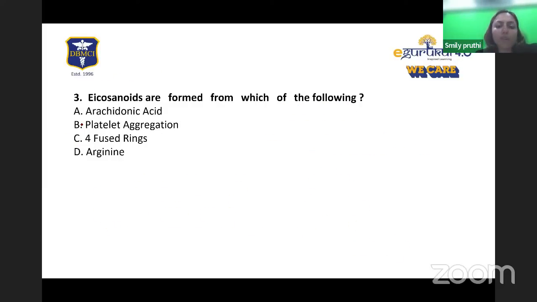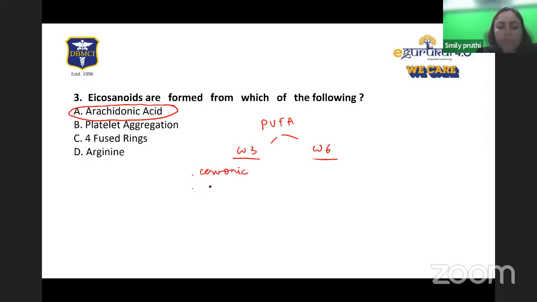Then eicosanoids, they are formed from which of the following? Eicosanoids, that is leukotrienes, etc. They are formed from arachidonic acid. And arachidonic acid is omega-6 category. So PUFAs, we have omega-3 and omega-6 category. Omega-3 PUFAs are cervonic acid, alpha-linolenic acid, and timnodonic acid.